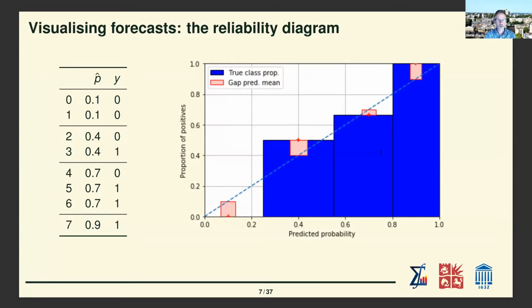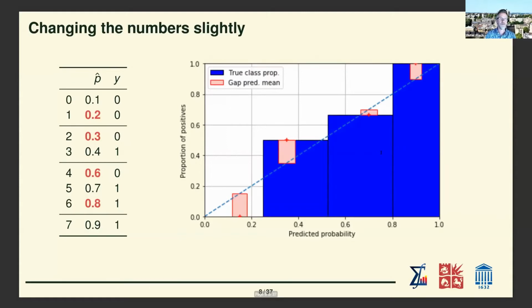So let's now slightly change the predicted probabilities. I've changed the probabilities now. In the table on the left, the red bold numbers are slightly changed, and I kept the groupings the same. So for instance, in the first group, the average predicted probability is now 0.15. In the second group, the average predicted probability is now 0.35, and so on. So the diagram has changed a little bit, okay?